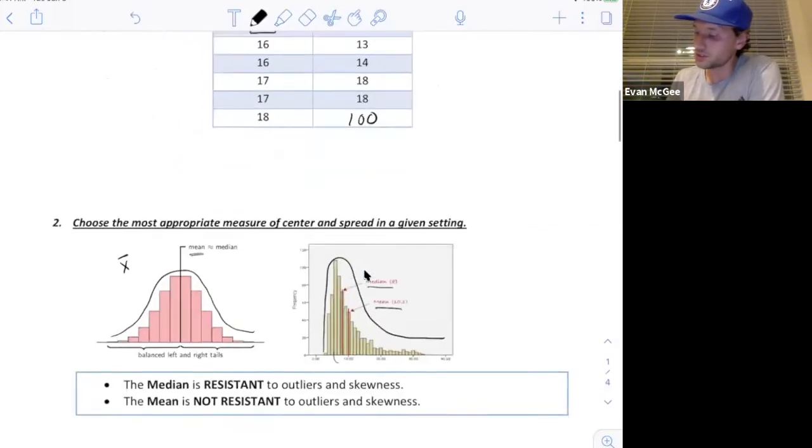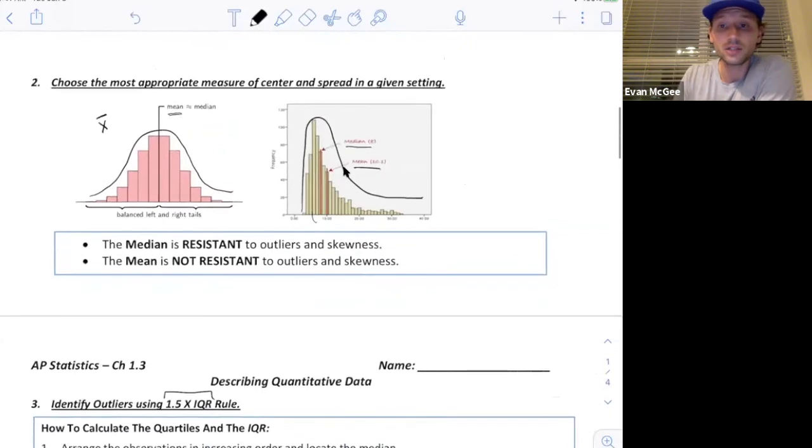So in conclusion, if it's skewed or has outliers, the median is the best measure of center. If it's symmetric and has no outliers, the mean is the best measure of center.